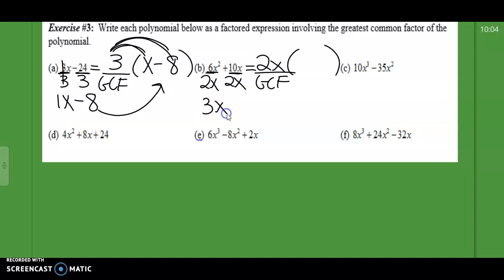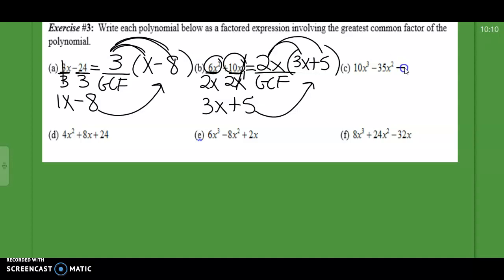3x plus 10 divided by 2, 5. 1 minus 1 cancels. This goes in the parentheses. And again, you could always check yourself. 2x times 3x, 6x squared. 2x times 5, 10x. Okay? I'm going to give you the chance to try C on your own, and then we'll go over it together.